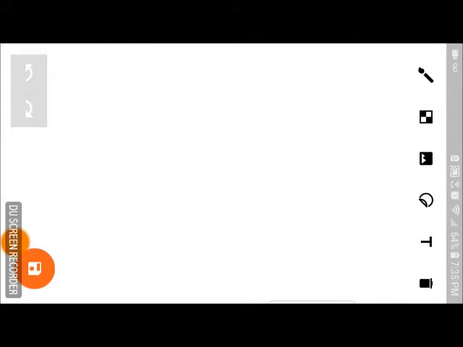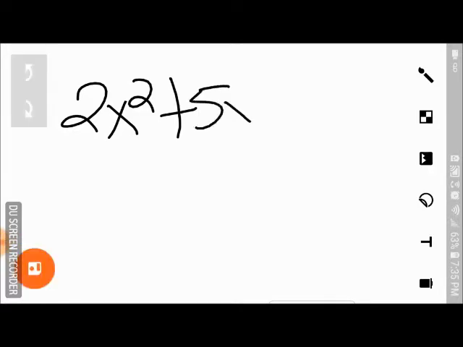Our problem that we're going to work on is 2x squared plus 5x plus 2. So we're going to get our a and our b by looking at our coefficients. The coefficients are the numbers before each variable. Okay?